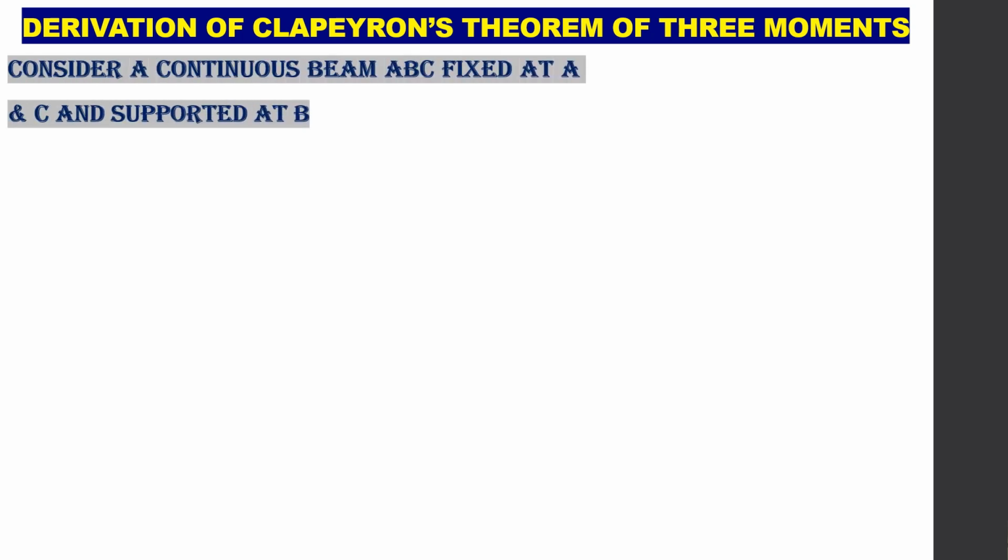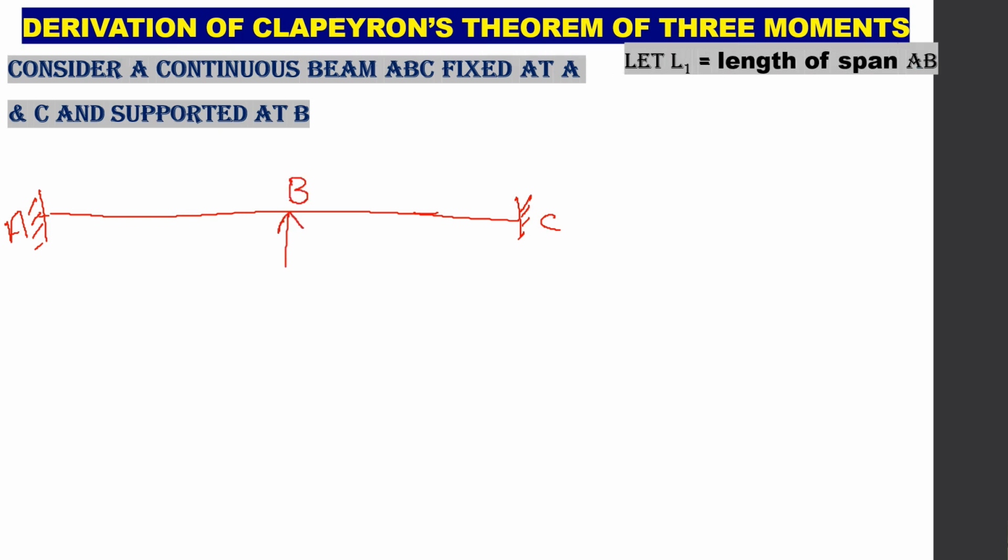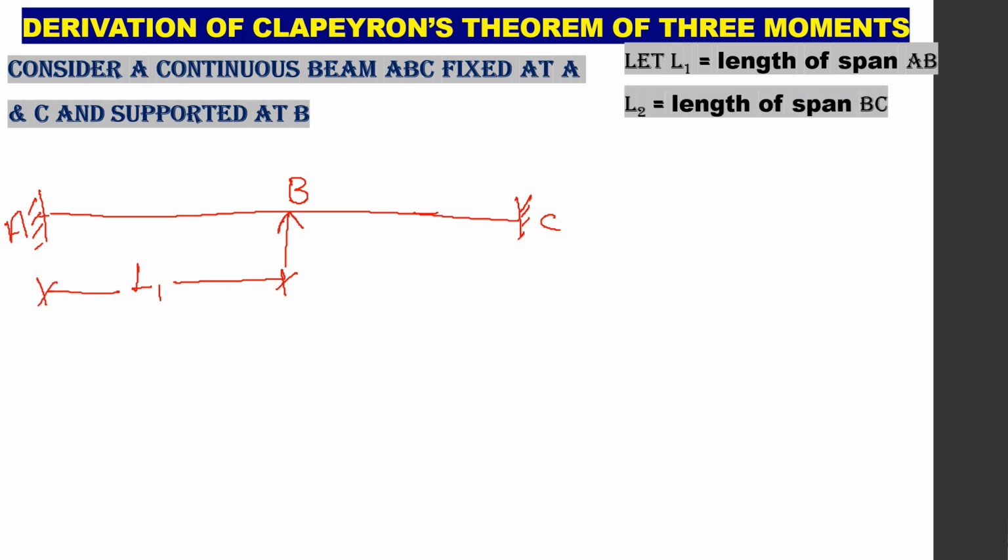For this, we will consider a continuous beam ABC that is fixed at A and C. So, our continuous beam is fixed at A, fixed at C, and is supported at B. Now, let L1 be the length of the span AB. So, the span AB is taken as L1. The span BC is taken as L2.